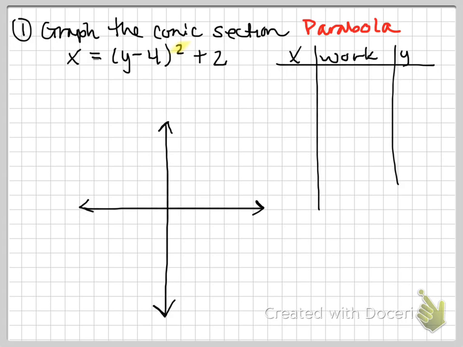Okay, that's important information because now I know I can compare to the standard form of an x equals parabola. So let's compare to standard form. For an x equals parabola, standard form is x equals y minus k squared plus h. So right away I can see that h is 2 and k is 4. So that's going to be my vertex. So let's see, h is 2 and k is 4.